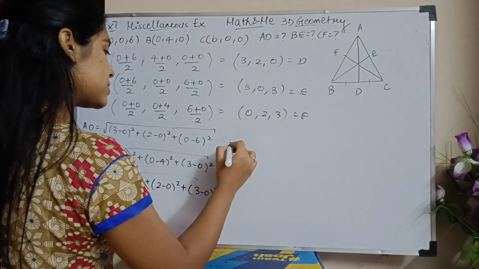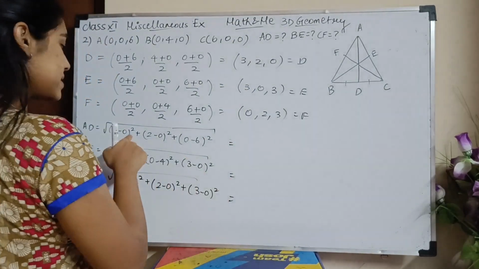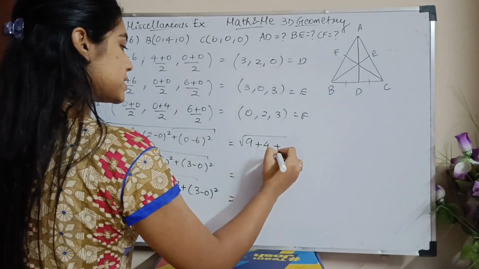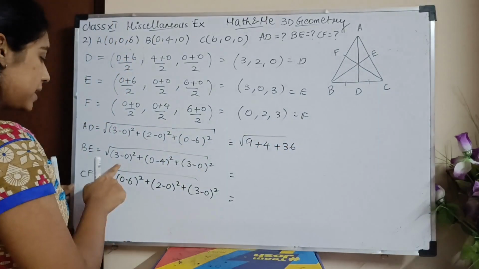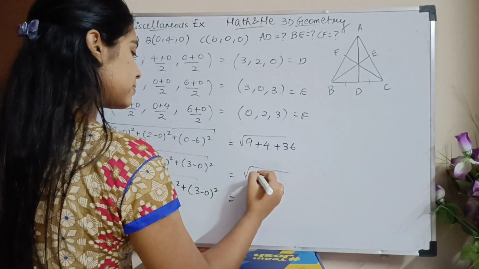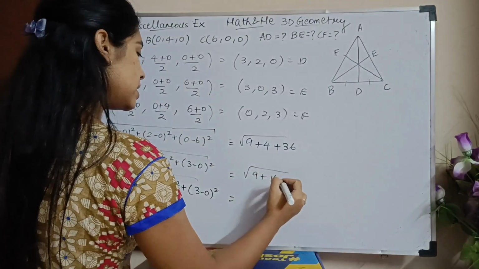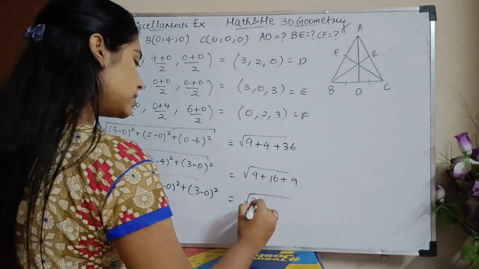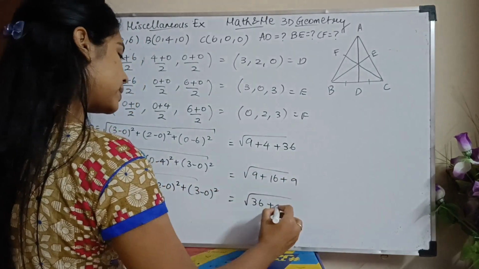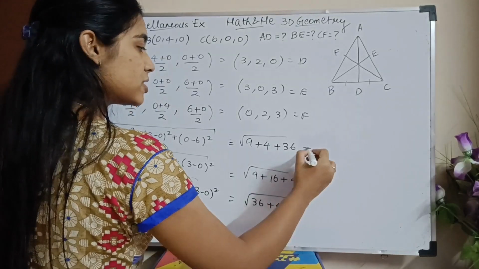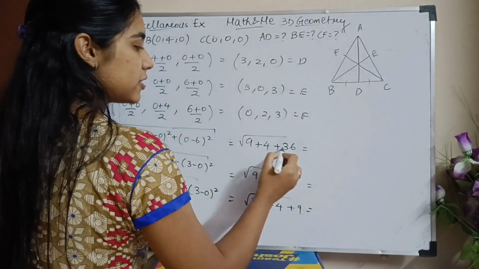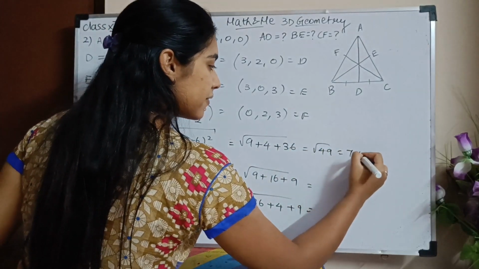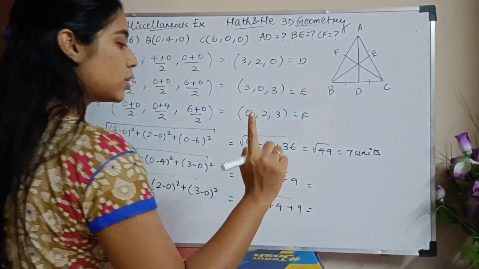So what will be my values? 3 minus 0 the whole square is 3 square, 9, plus 2 square, 4, plus 6 square, 36. Similarly, BE: 3 square is 9 plus 4 square 16 plus 3 square is again 9, and this will be square root of 6 square is 36 plus 2 square is 4 plus 3 square is again 9. So what will be my values? 36 plus 4 is 40, 40 plus 9, 49. Square root of 49 is 7 units. So this is the length of one of the medians.